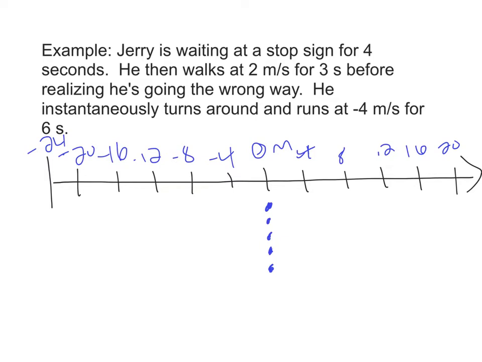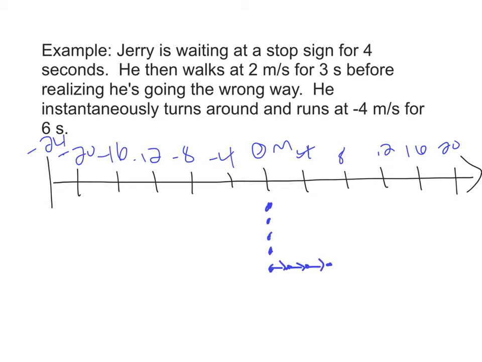He then walks at 2 meters per second. It's positive for 3 seconds before realizing he's going the wrong way. So 0 to 2, 2 to 4, 4 to 6. This is 3 seconds. So 1, 2, 3 seconds at 2 meters per second.